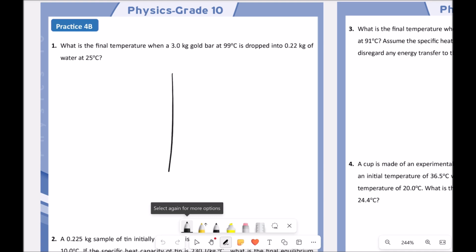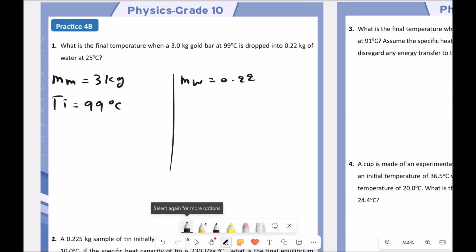So first of all, we have the mass of the gold. You can denote it as M, or you can just write mg, is 3 kilogram, and the initial temperature of the gold is equal to 99 Celsius. Then it is dropped into 0.22 kilogram of water at 25 Celsius. So we have the mass of the water, which is equal to 0.22 kilogram. Then we have the initial temperature of the water, which is equal to 25 Celsius.